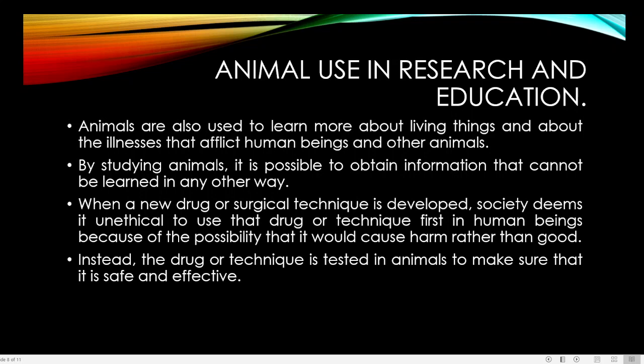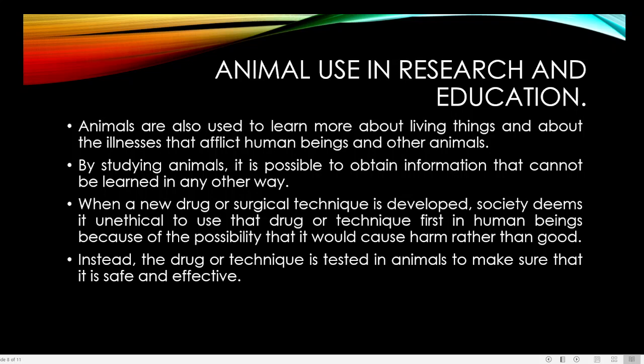So by studying animals, it is possible to obtain information that cannot be learned in any other way. That is why it is necessary. When a new drug or surgical technique is developed, society deems it unethical to use that drug or technique first in human beings, because of the possibility that it could cause harm, because society always has a preference for our own species. As human beings, we want to protect the life of a human more than the life of an animal.